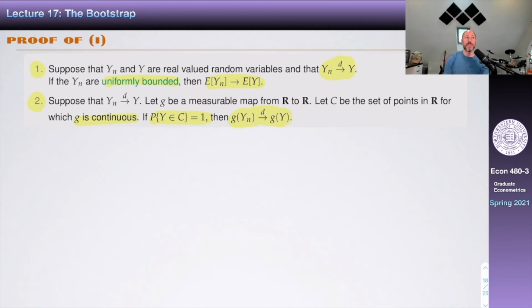So two results then: going from convergence in distribution to convergence of moments, and the second part is the continuous mapping theorem, where we're just being explicit about the set of discontinuity points. Okay, so let's do this.